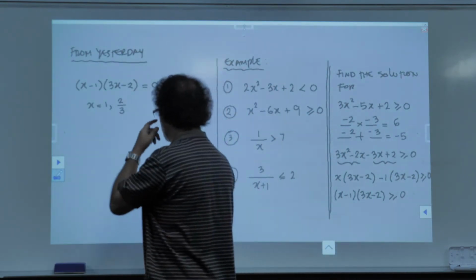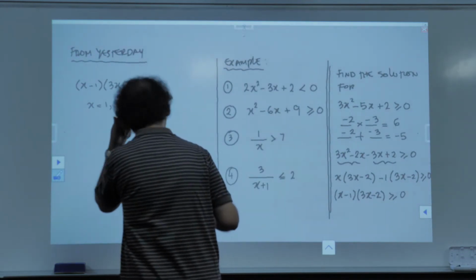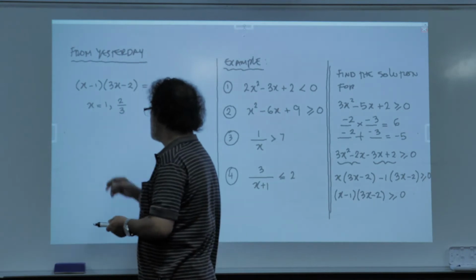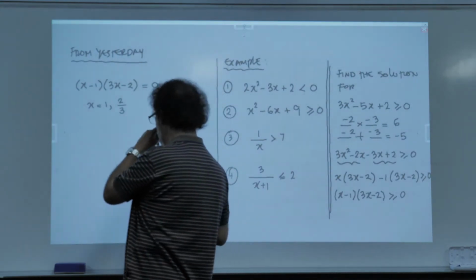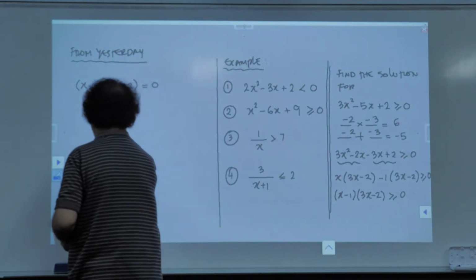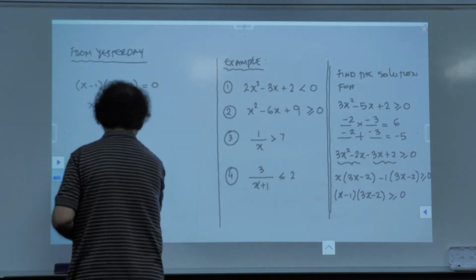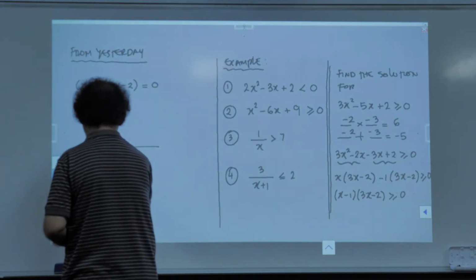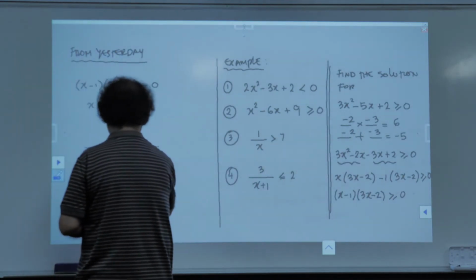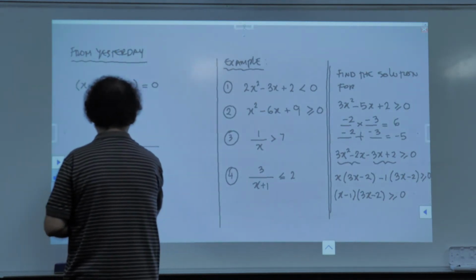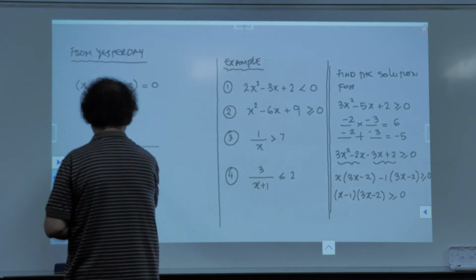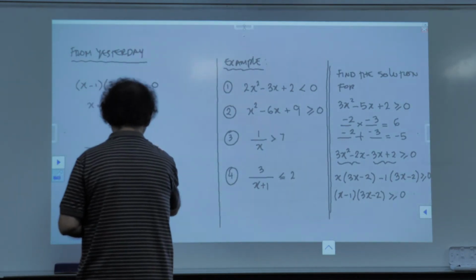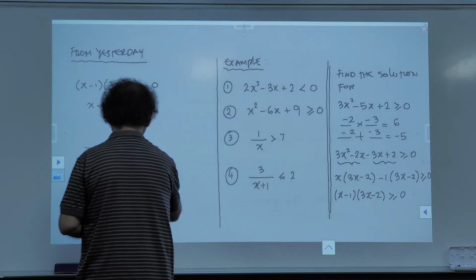Okay. And because this is an inequality, the answer is not a particular number, but it's going to be an infinite number of them. And then we say that we're going to draw a number line, and we're going to put these two numbers. So it's 2/3 and 1 somewhere here. All right.